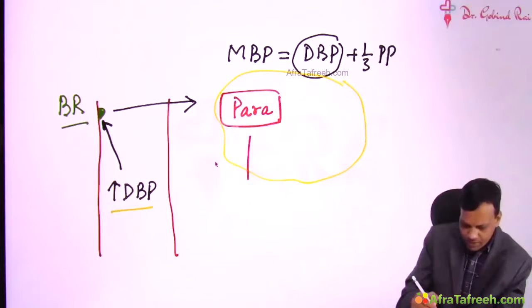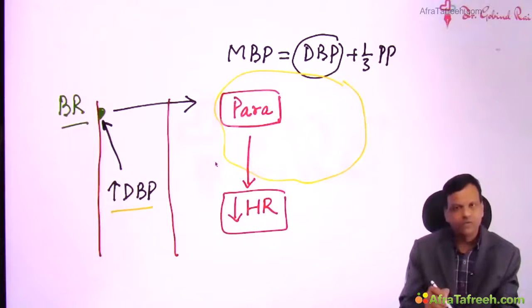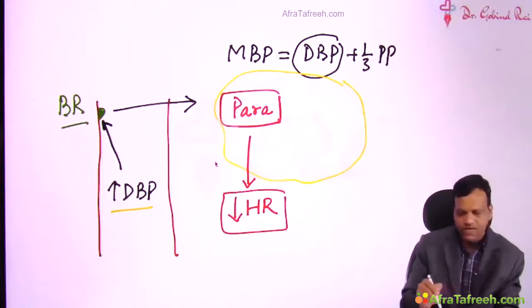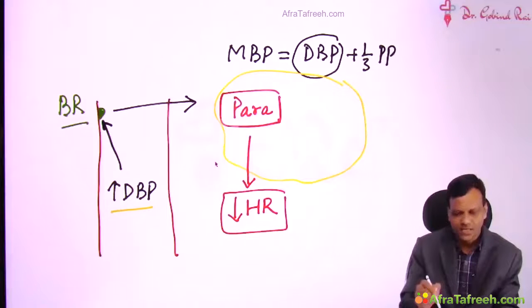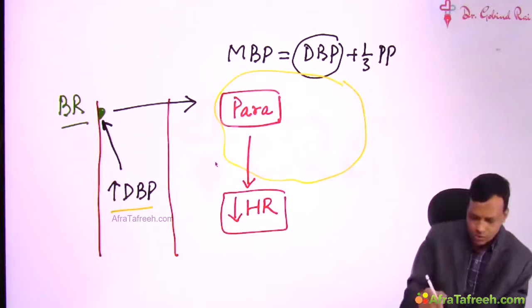And what is the effect of the parasympathetic system on heart rate? It decreases heart rate. So this is the indirect effect on heart rate. So whenever diastolic BP increases, it stimulates the baroreceptors. Baroreceptors stimulate the parasympathetic system of the CNS, and that will result in a decrease in heart rate. The opposite is also true.